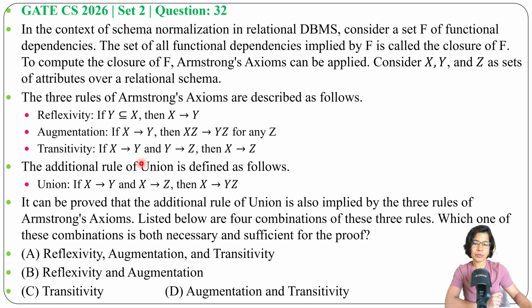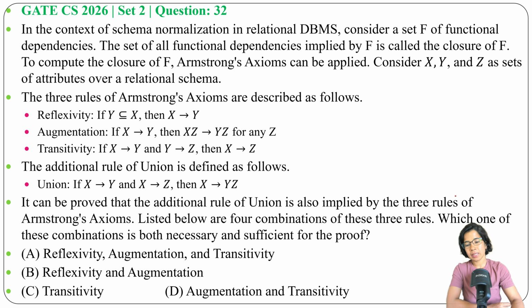The additional rule of union is defined as follows. If X implies Y and X implies Z, then X implies YZ. We are combining the right side. It can be proved that the additional rule union is also implied by the three rules of Armstrong's axioms. Listed below are four combinations of these three rules. Which one of these combinations is both necessary and sufficient for the proof? And four options are given.